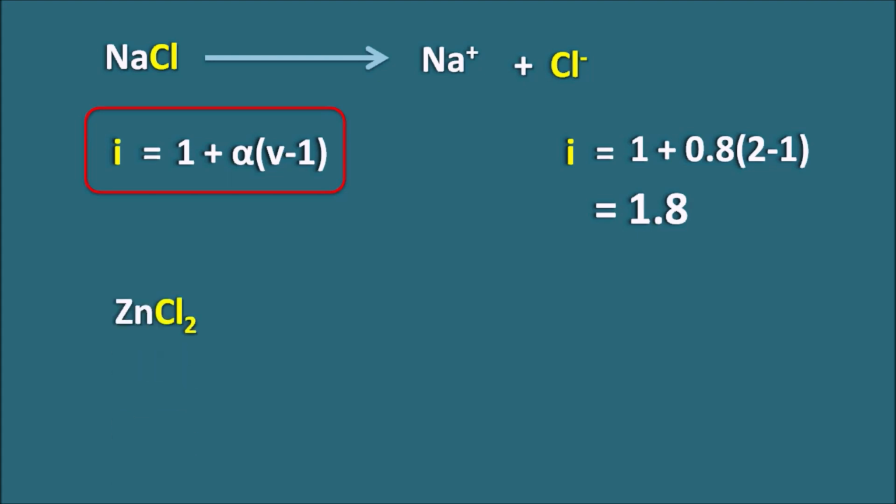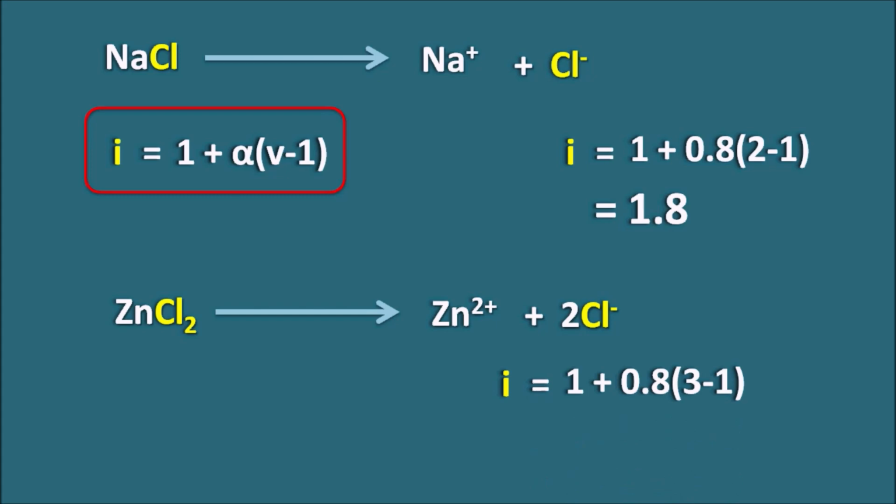Similarly, let us calculate for zinc chloride. Zinc chloride is equal to Zn2+ plus 2Cl−. Now again we can apply the same equation, but here the total number of ions formed is 3. So V value is equal to 3. Alpha, the degree of dissociation, is again 80%, that is 0.8. So by substituting in this equation, i is equal to 1 plus 0.8 into 3 minus 1, which on solving we will get 2.6. You can see that we get the same i value for zinc chloride when we calculate by using this equation.